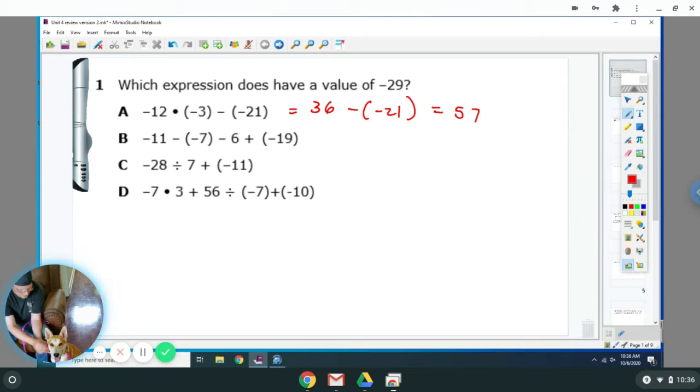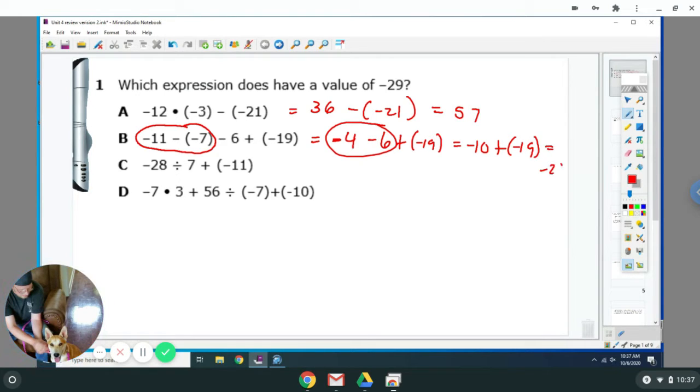Now you have negative 11 minus negative 7 minus 6 plus negative 19. Since they're all adding and subtracting, I'm just going to go from left to right. Negative 11 minus negative 7 is negative 4. So now you have negative 4 minus 6 plus negative 19. Negative 4 minus 6 is negative 10. Now you have negative 10 plus negative 19, which equals negative 29, which is the one that we wanted.